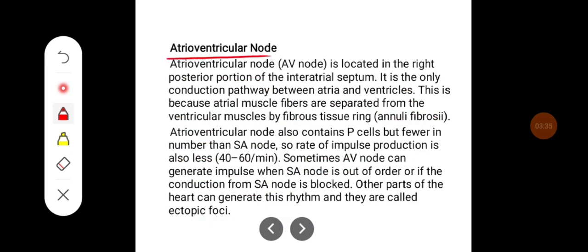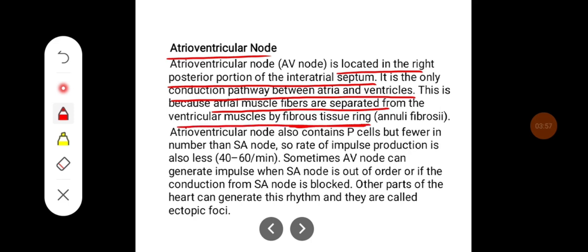AV node, atrioventricular node, is located in the posterior portion of the interatrial septum. It is the only conduction pathway between atria and ventricles. This is because atrial muscle fibers are separated from the ventricular muscles by a fibrous tissue ring, which is called as annuli fibrosi. Atrioventricular node also contains P cells, but fewer in number than SA node. So rate of impulse production is also less, that is around 40 to 60 per minute.